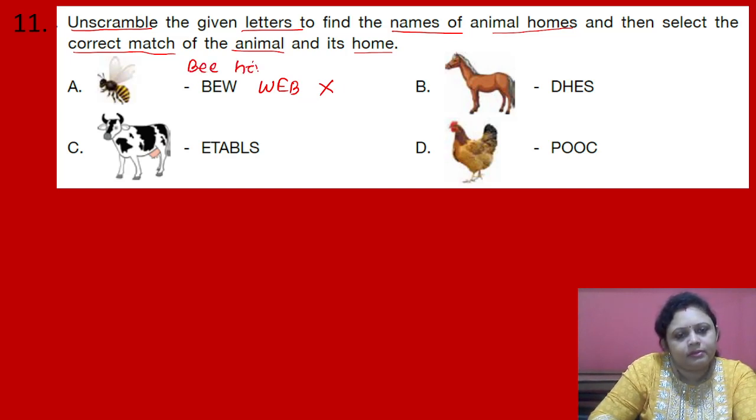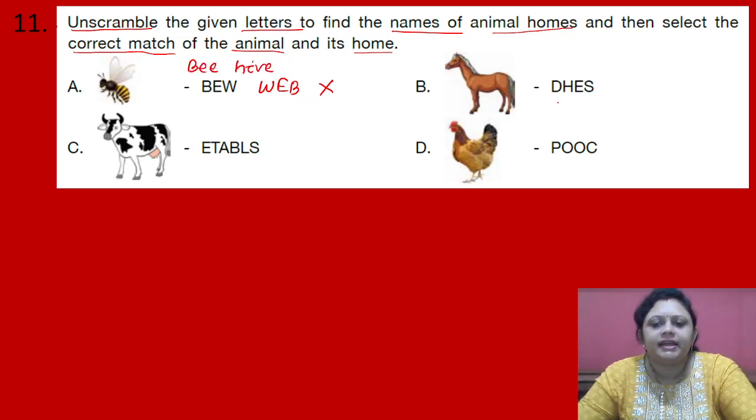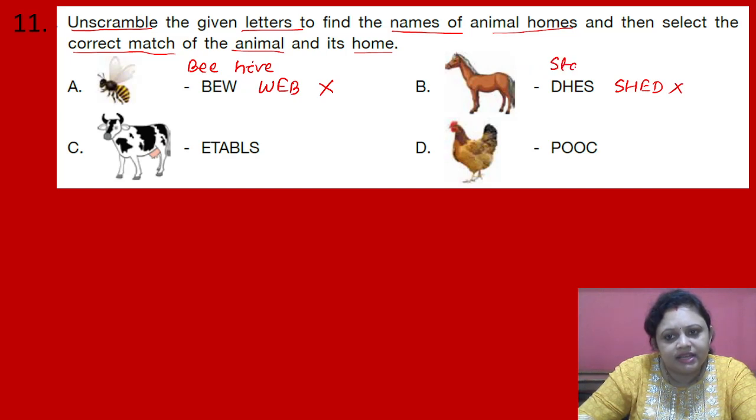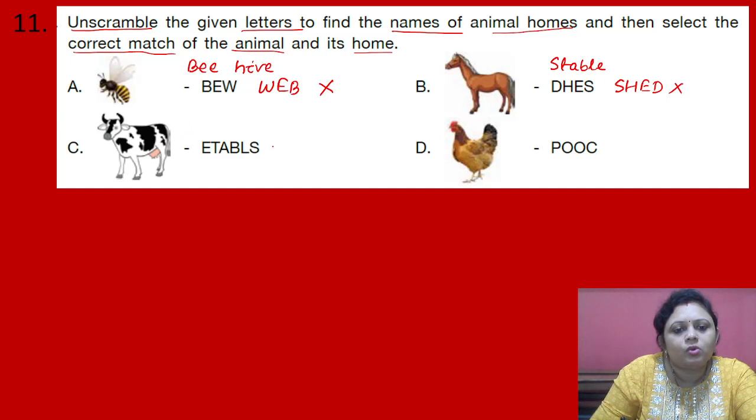lives in a beehive. Then in option B, horse is there, and if we unscramble it, we will get zoo, which is not the correct answer because the horse stays in a stable. Then this cow, if we unscramble it, we will get stable. Okay, this is not correct because they live in the shed.